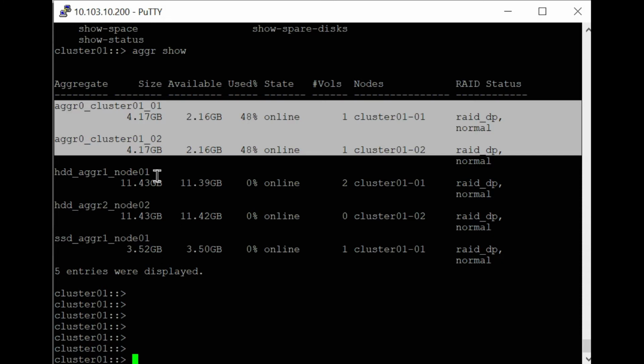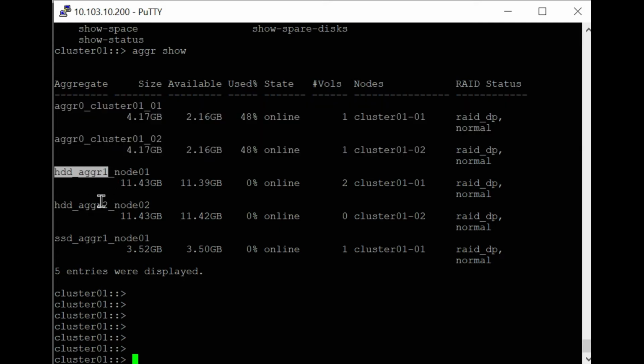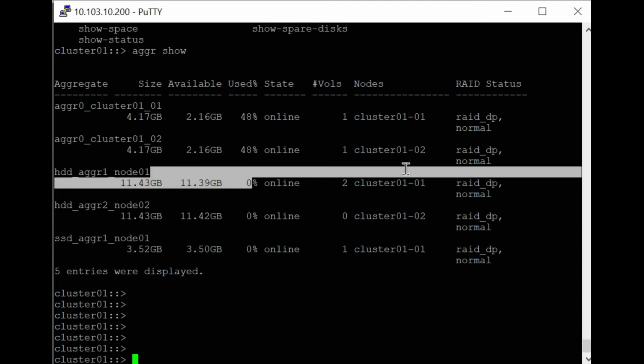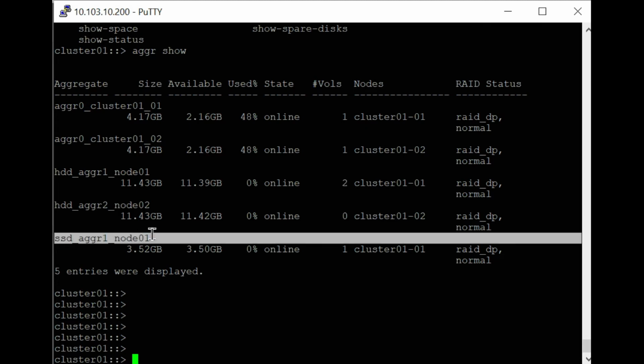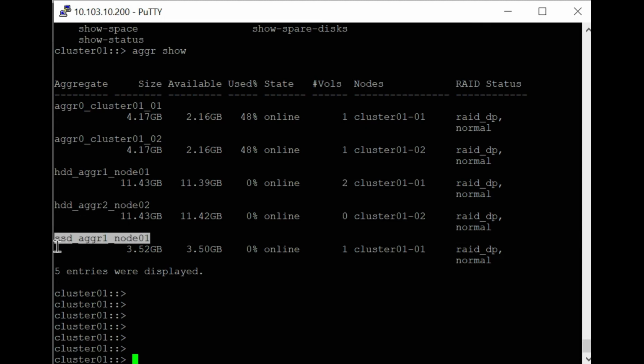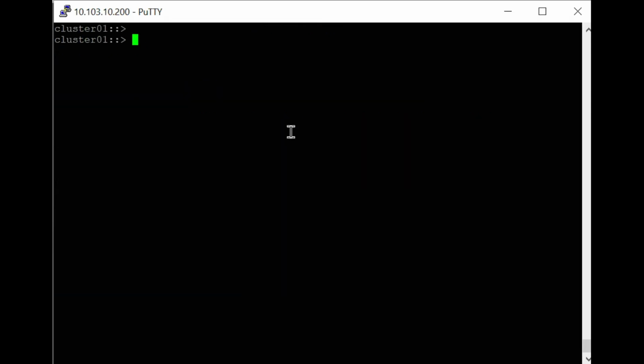Okay, so I've created here 3 aggregates in this storage system. I have HDD 1 and 2, and this aggregate is owned by node number 1 and the other one is owned by node number 2. Okay, and this one here has 2 volumes in it. I also have an SSD aggregate, sorry, which contains SSD disks only. Okay, and it is owned by this node.